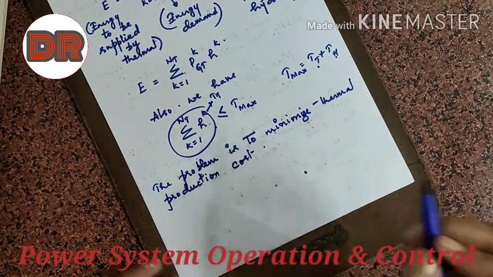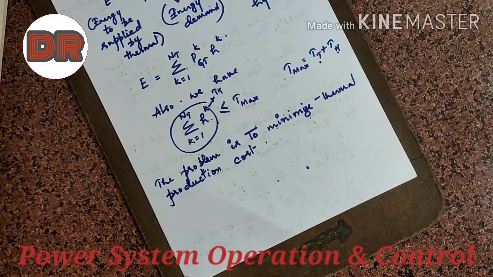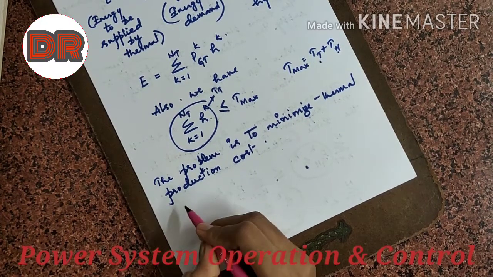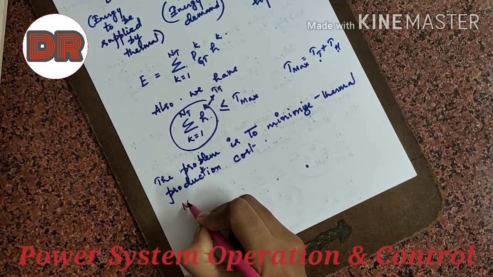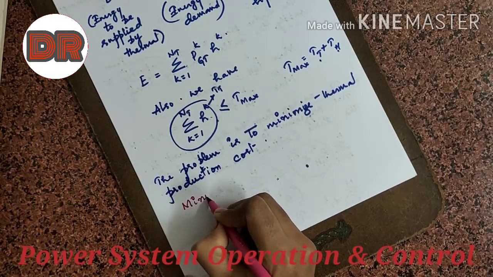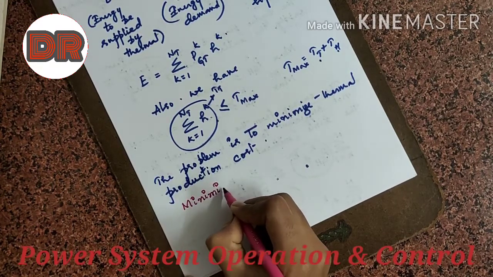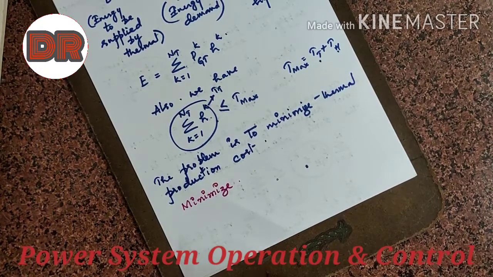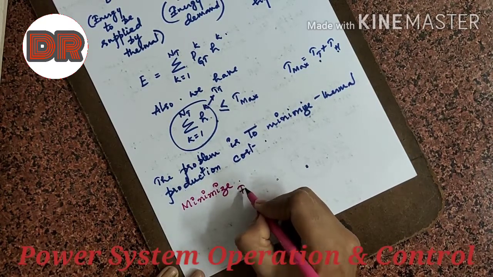Production cost. So this is actually very important, the mathematical formulation. So let me write. So main aim is to minimize. What to minimize? Production cost.